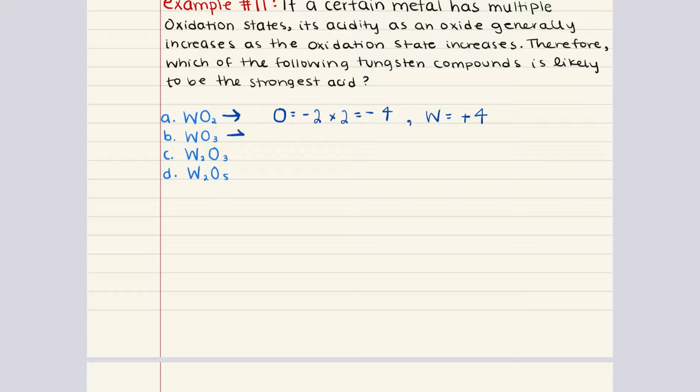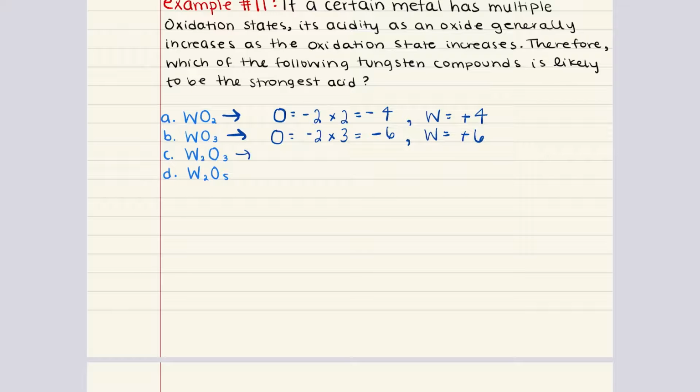Then for answer choice B, we have tungsten 6 oxide. Here we have oxygen again with a -2 oxidation number. We have 3 total oxygen atoms. This gives us -6. Again, this is a neutral compound. To ensure that the sum of the oxidation numbers equals 0, tungsten must have an oxidation number of +6 here.